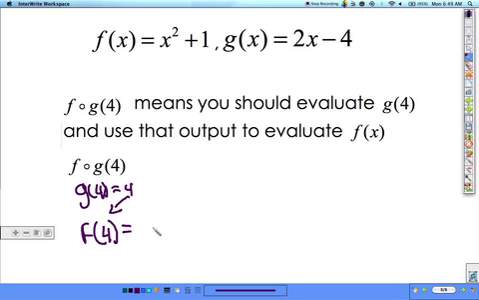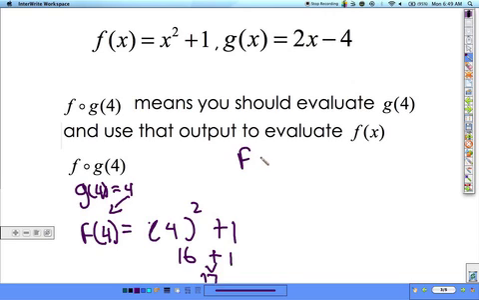So f of 4 is equal to, let's see, I'm going to replace all the x's, so I have 4 squared plus 1. 4 squared is 16, plus 1 is 17. Therefore, f composed with g of 4 equals 17.